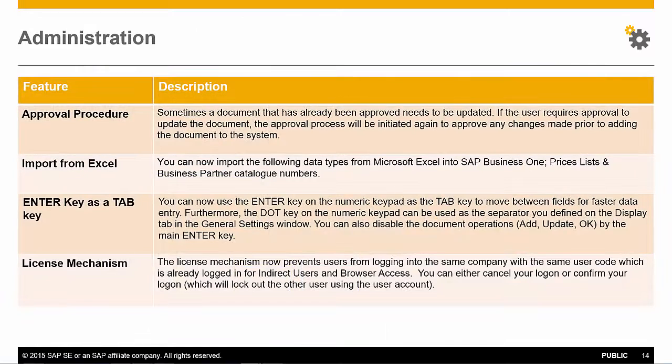A number of other topics under administration include, for example, the update to the approval procedure process. Sometimes a document that has already been approved needs to be updated. If the user requires approval to update the document, the approval process will now be initiated again to approve any changes made prior to adding the document to the system.